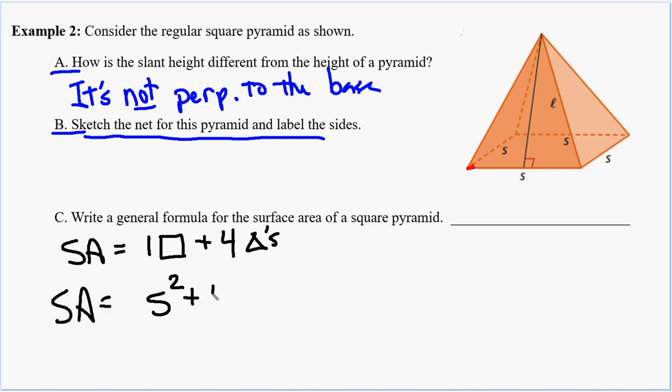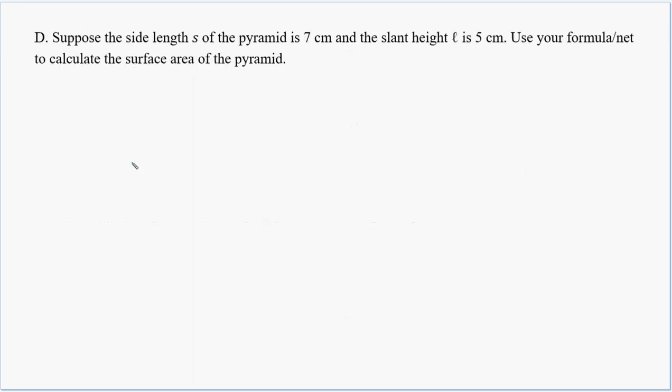And then we're going to have 4 triangles. Now, each triangle is 1/2 base times height. Well, in the picture, here's my base, and that's S, and then the height of the triangle will be L. So our formula, 1/2 S times L. All right, so there's our general formula, the base squared, or S squared, plus 4 triangles.